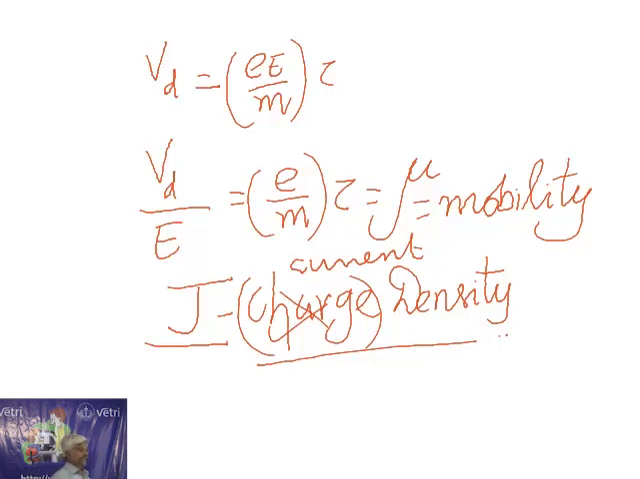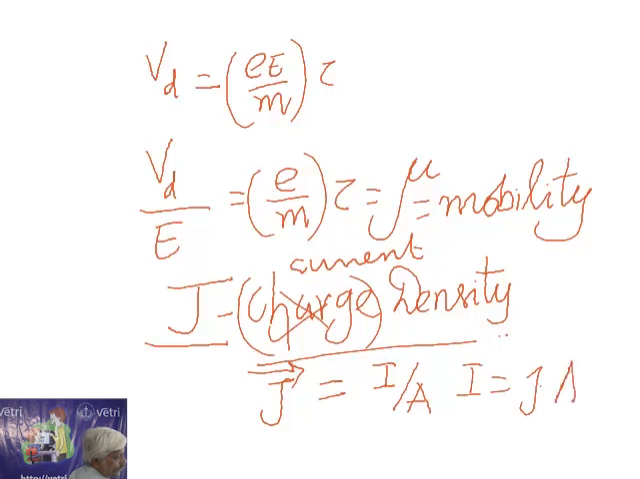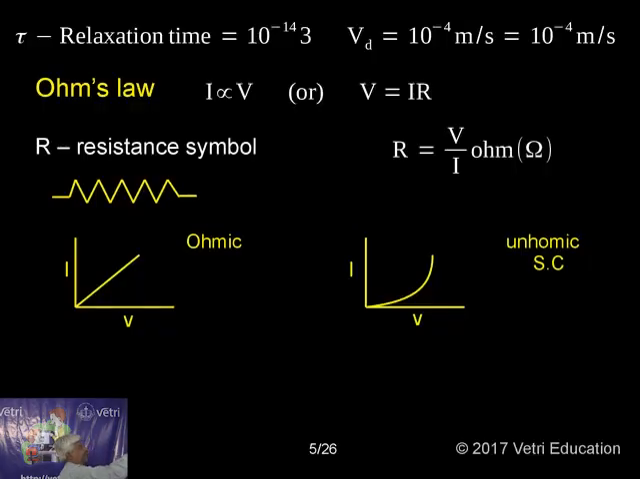What is a current density? Current acting on unit area is called current density, that is J vector, that is I by A. But I is a scalar, from which we can find out I is equal to J dot A. Be careful, there is a dot product. So from the current density we can find out the current, and from the current we can find out the current density.